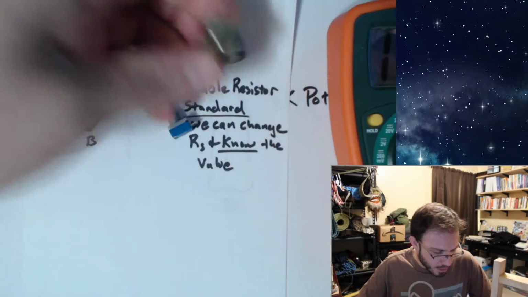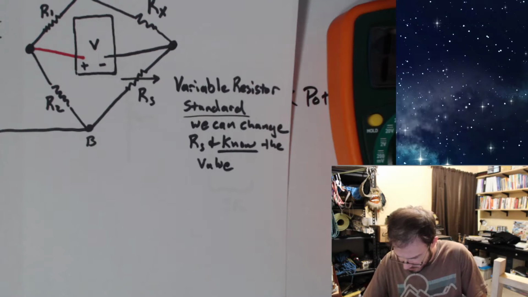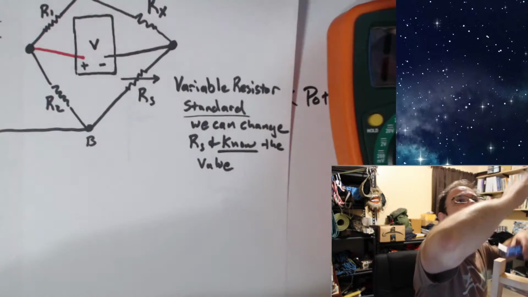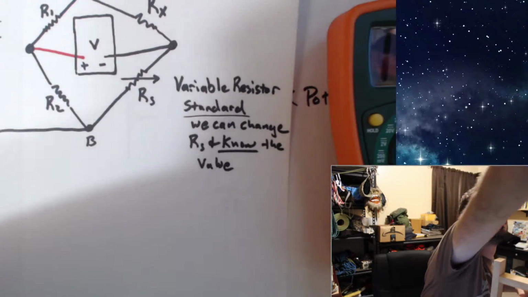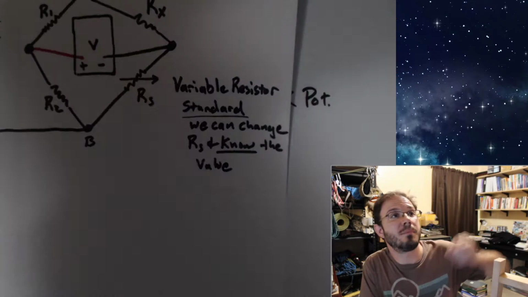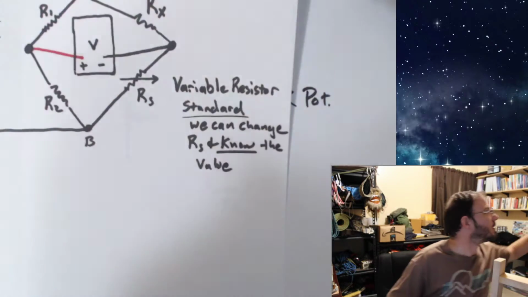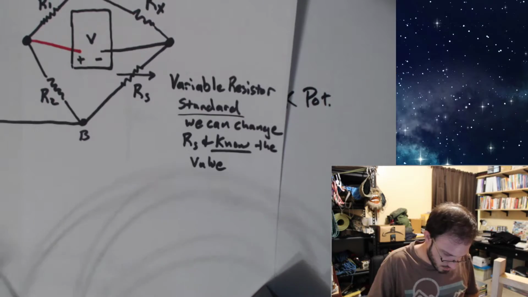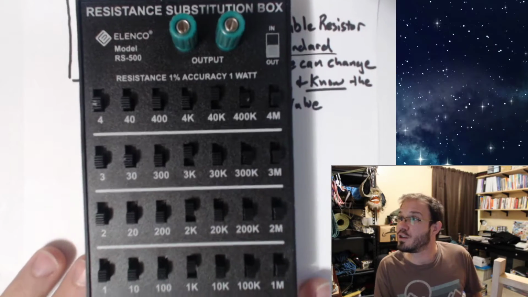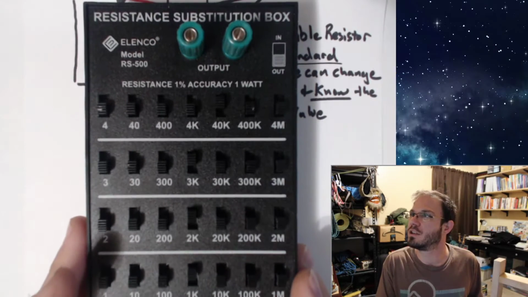So let me put all this pot off to the side. Okay, and I'm actually going to put these all back into their home. And I need a different type of resistor. I need something that I can know its value. Welcome to the resistance substitution box. Okay, this is known as a decade resistance substitution box.